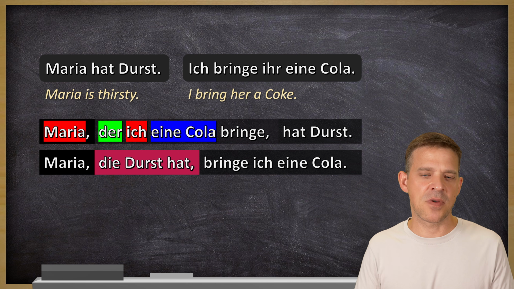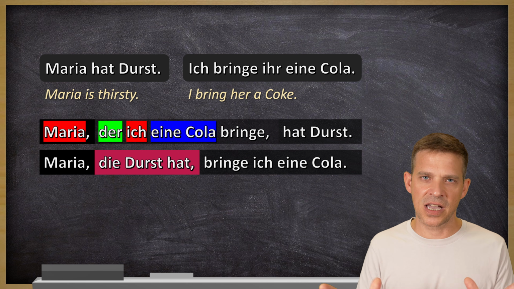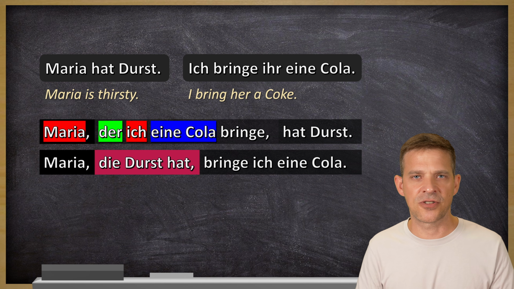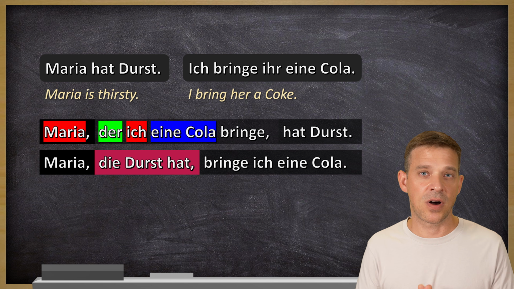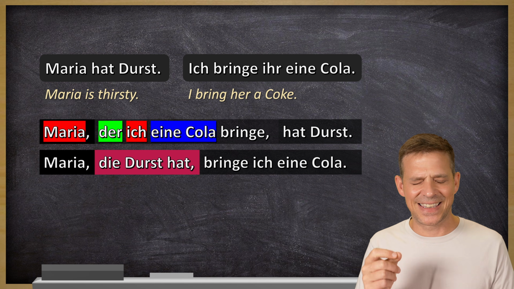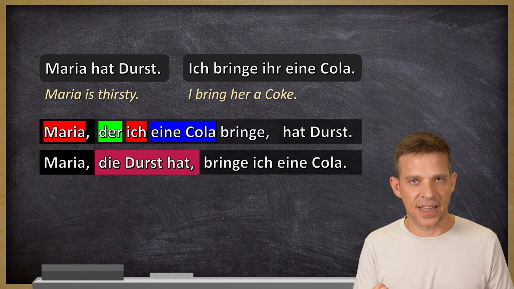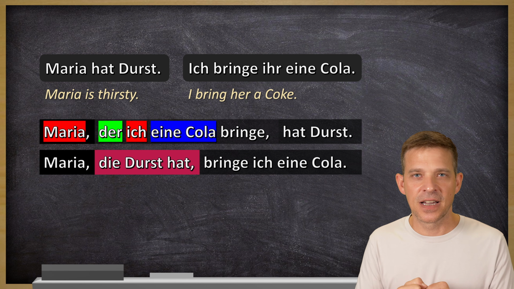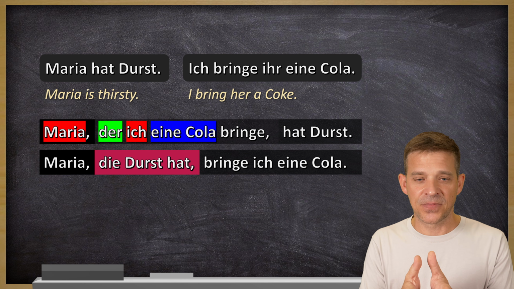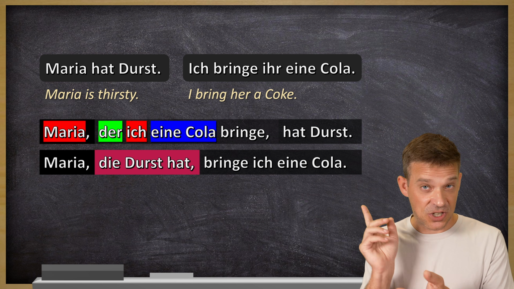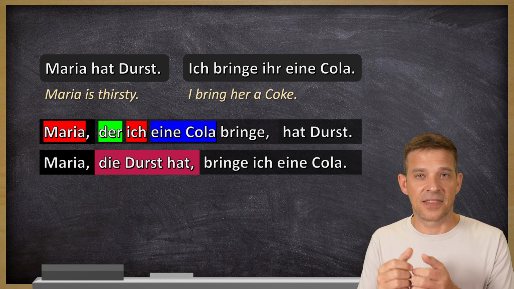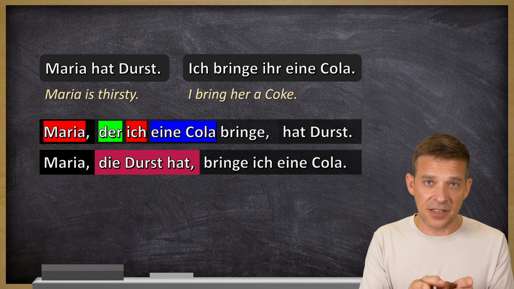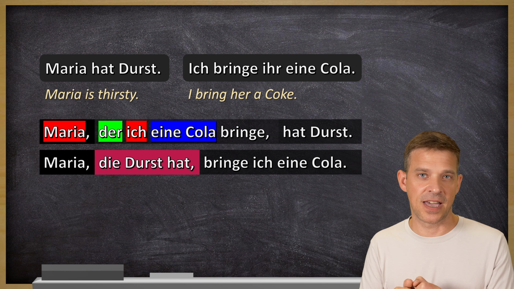For the first sentence, Maria hat Durst. Maria is the subject. She is thirsty. The main clause is Maria, the subject. Der ich eine Cola bringe. Now, bringe is one of those verbs which can have two objects, and of course a subject, which is again this ich. And the other two objects, one is in dative case, one is in accusative case.